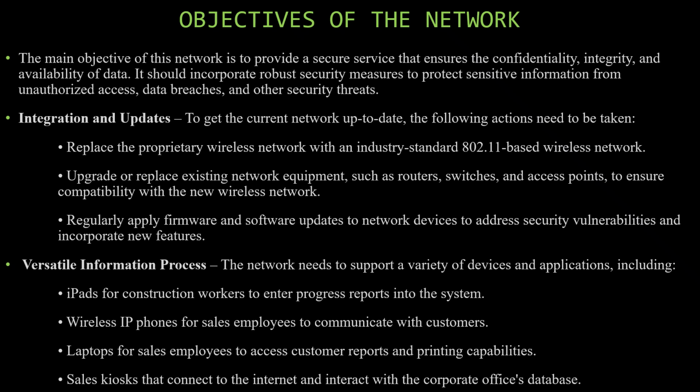To get the current network up to date, the following actions need to be taken. Replace the wireless network with an industry standard 802.11 based wireless network. Upgrade or replace existing network equipment such as routers, switches, and access points to ensure compatibility with the new wireless network. Regularly apply firmware and software updates to network devices to address security vulnerabilities and incorporate new features.